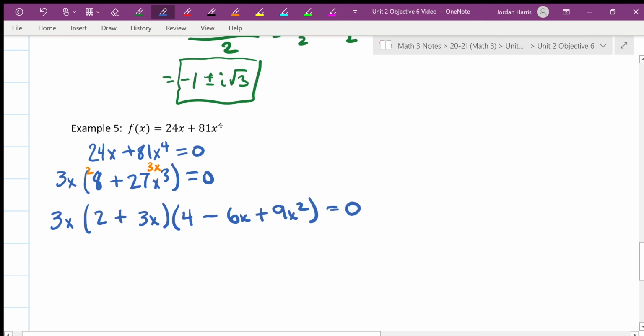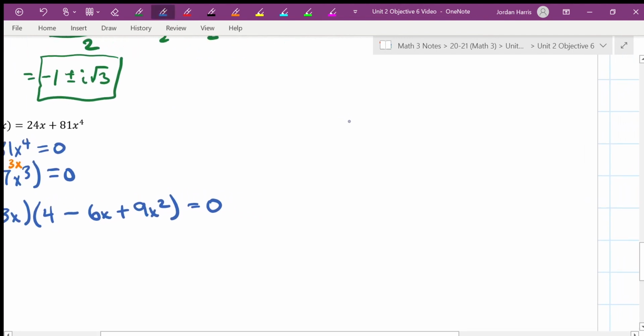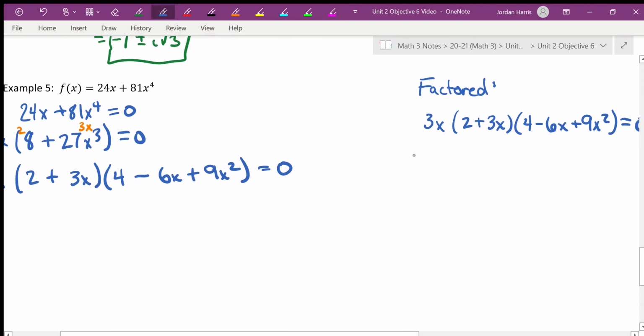That is factored form. So on your homework, that's the first thing that they're asking for. Factored form. So that's 3x times 2 plus 3x times 4 minus 6x plus 9x squared equals 0. Factor. Next, remember it asks for real solutions and imaginary solutions.